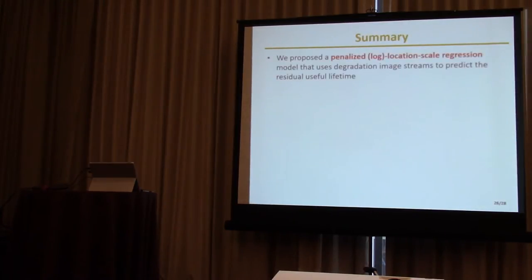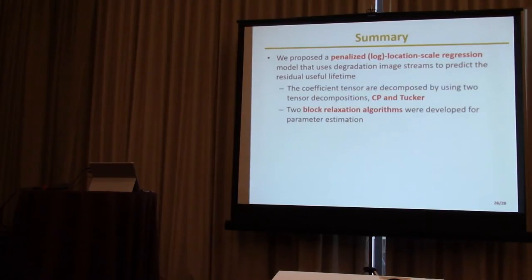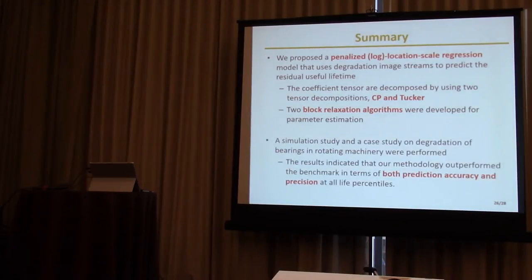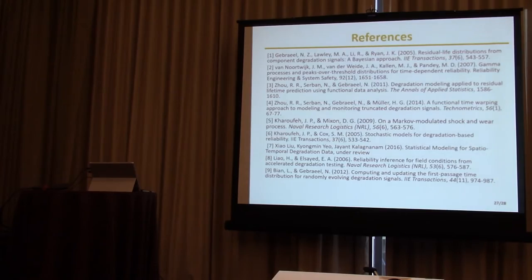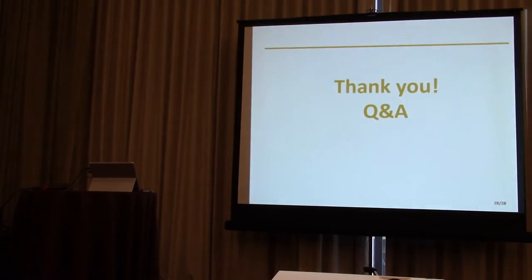For a summary, we developed a parallelized location-scale regression model to use the degradation image stream to predict the RUL of a system. We decompose the coefficient tensor using CP and Tucker and developed two relaxation algorithms to estimate the model. A simulation and case study showed that our model works well for both prediction accuracy and precision. Here are some references, and thank you.